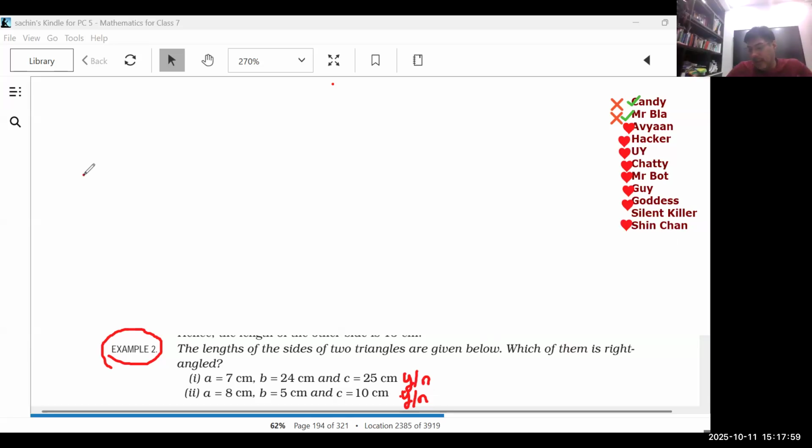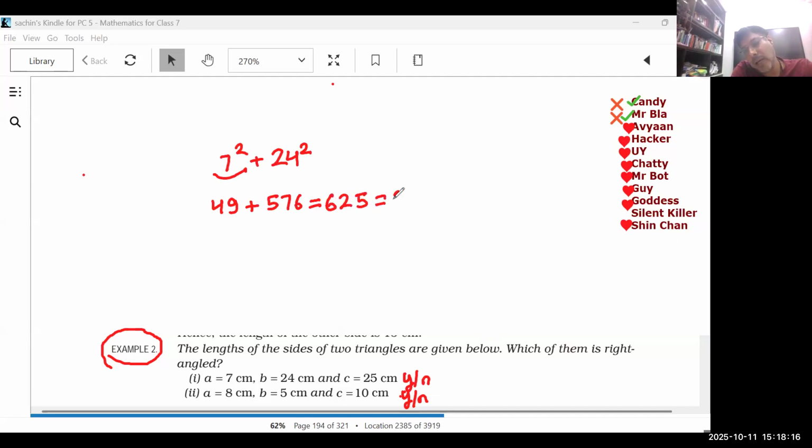So we will do 7 square plus 24 square. So 7 sevens are 49. 24 square is what? 576. That will give me 625. That is a square of 25. So it is a right angle triangle.